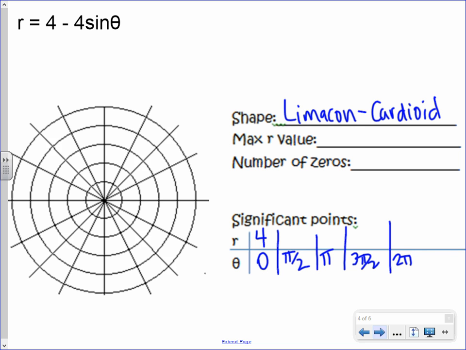It is 8. This is A minus B. B is still a positive number. Okay? So 4 and 4, our max R value is 8. How many tick marks do we have on this? We have like 5, don't we? Like these circles here, we have 5 of them. Okay, and if our max R value is 8, that's not going to fit, is it?